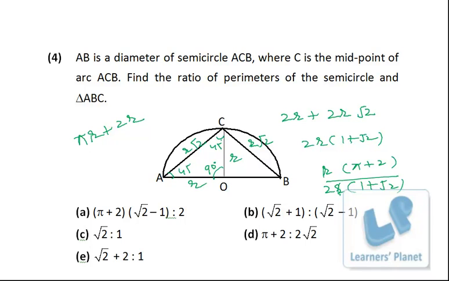and you can even rationalize it. It is root 2 plus 1, so multiply and divide by root 2 minus 1. So in the numerator we have root 2 minus 1, and in the denominator we'll have 2. So this one is the correct answer. Okay, pretty simple.